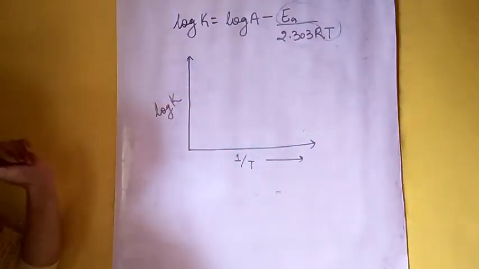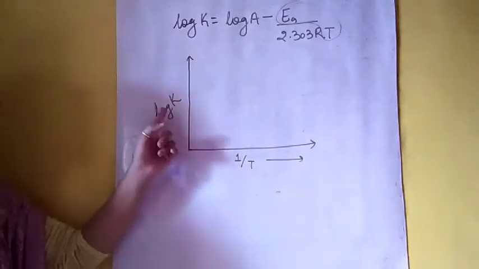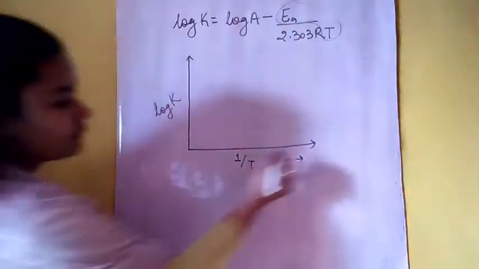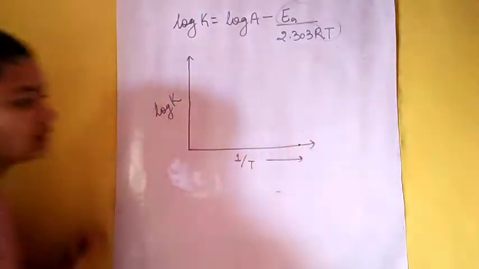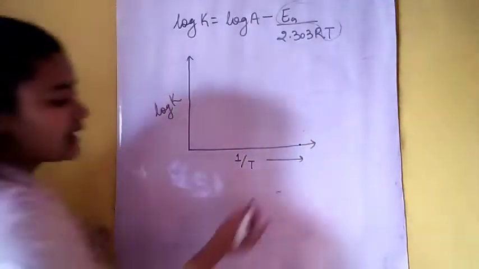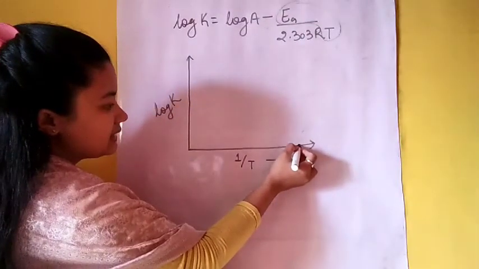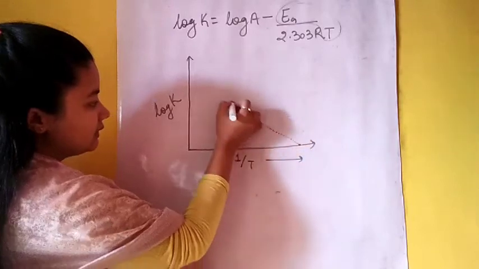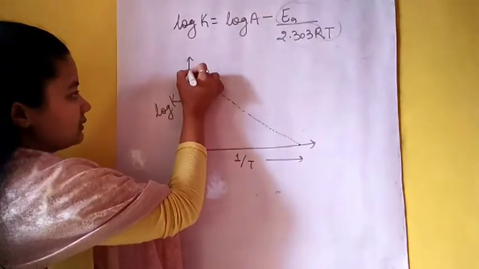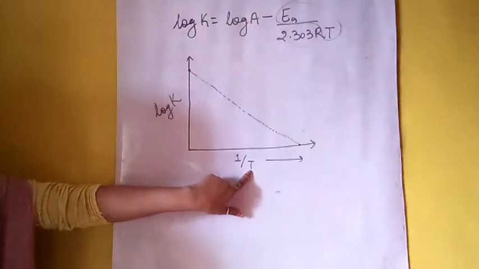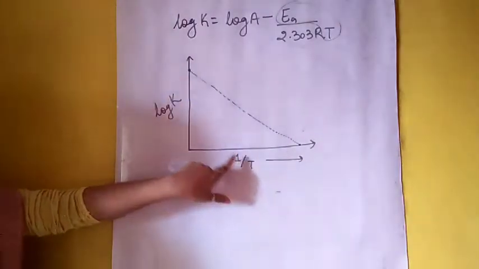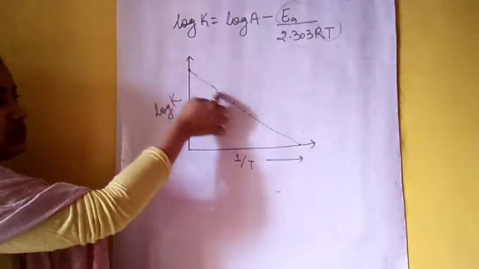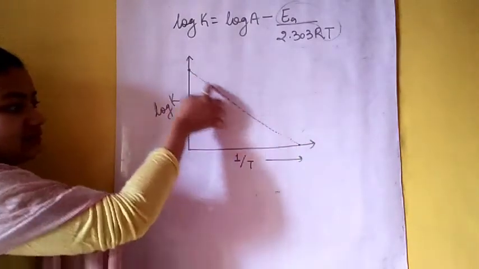So now we'll plot a graph between 1 by T and log K. Suppose we are taking the temperature here, right? So what is happening is that if the temperature is decreasing like this, then 1 by T will increase, right? Then log K will also increase like this.